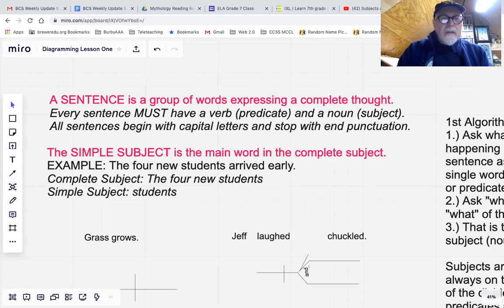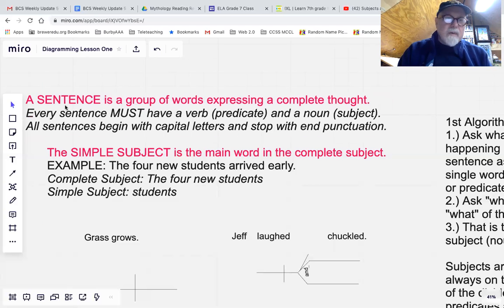The simple subject and the complete subject are similar because they both tell us who is doing the action of the verb. That's pretty cool. And the complete and simple predicate are similar because they both tell us what's happening in the sentence. But the difference between complete and simple is that simple is one word. Complete is all the words that go with that one word. And this week, we're doing the complete subject and the complete predicate. So there's an algorithm to use, and I want to show you what that is.